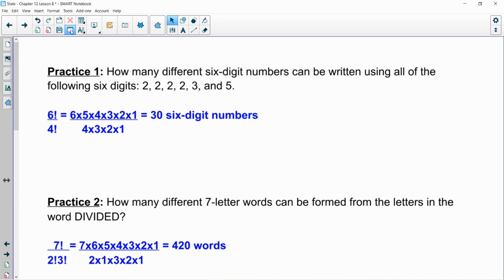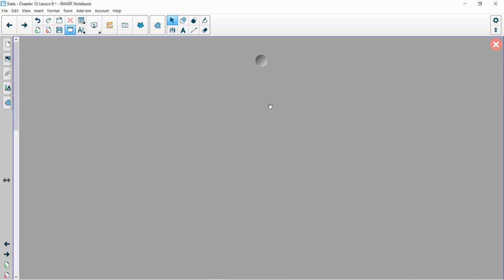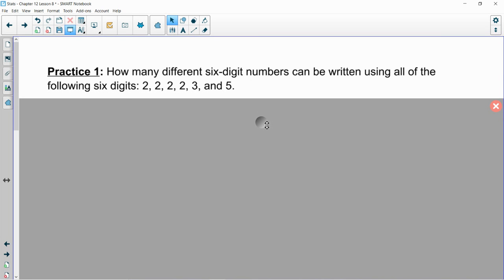So with that said, don't look at the answers. Let's try practice number 1. How many different 6-digit numbers can be written using all of the following 6 digits? We have a 2, a 2, a 2, a 2, a 3, and a 5.